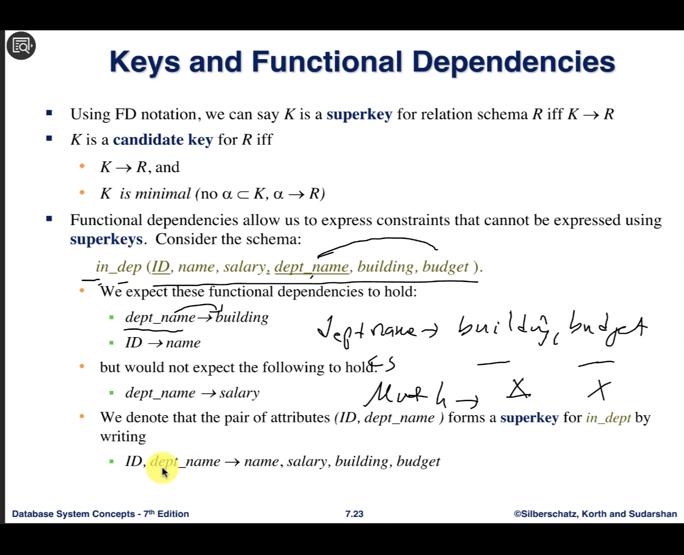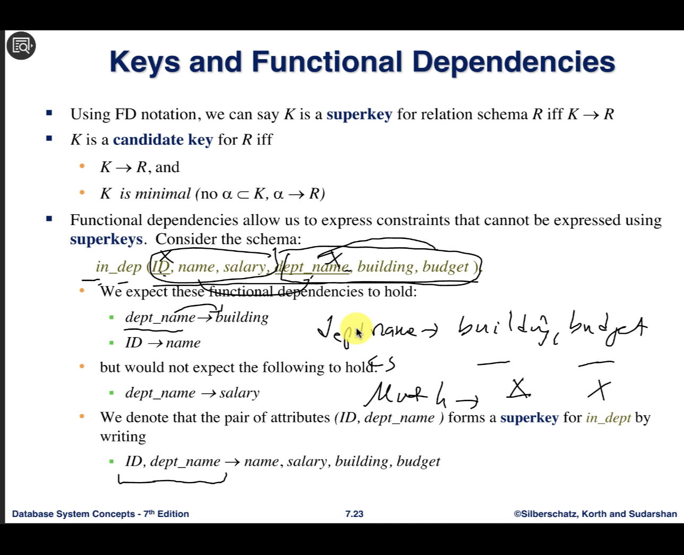So the ID and the department together are going to be the super key. Why? The value of ID and the value of department, since they are keys in their parts of the relation, uniquely identify the tuple, so together they are the primary key of this relation, while in general it is the super key.